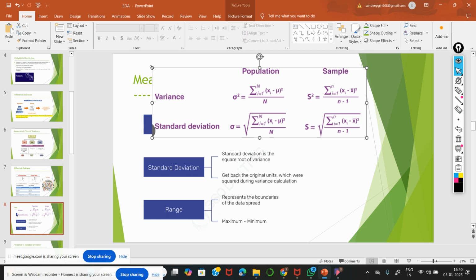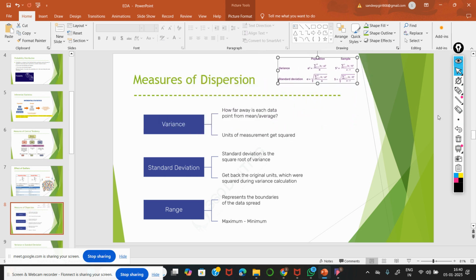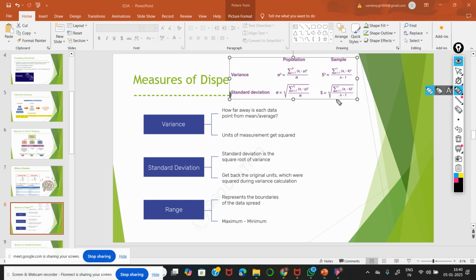So, population and sample. From your exam point of view, those who are appearing for written exams, semesters and so on, you should be remembering the formulas. If I am giving you some values and I have mentioned somewhere population, then you shouldn't be using this one, you should be using this one. So you have to read the question properly, then you can answer.